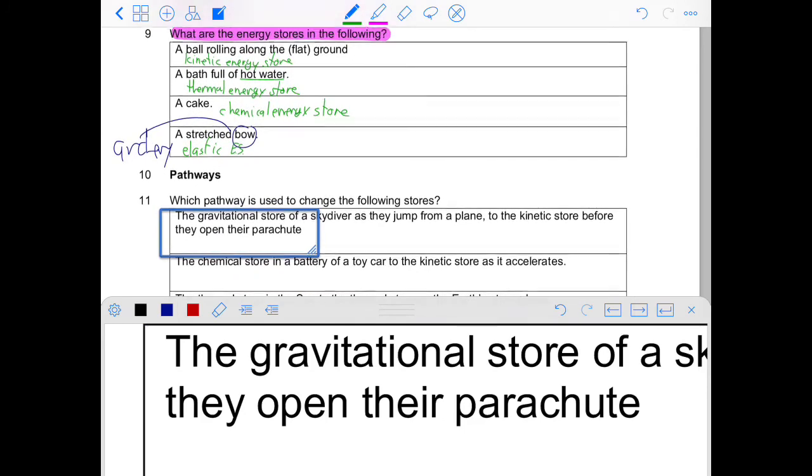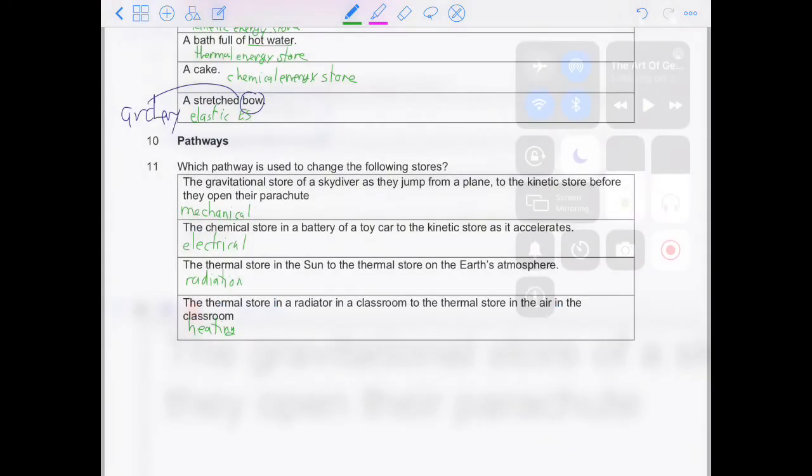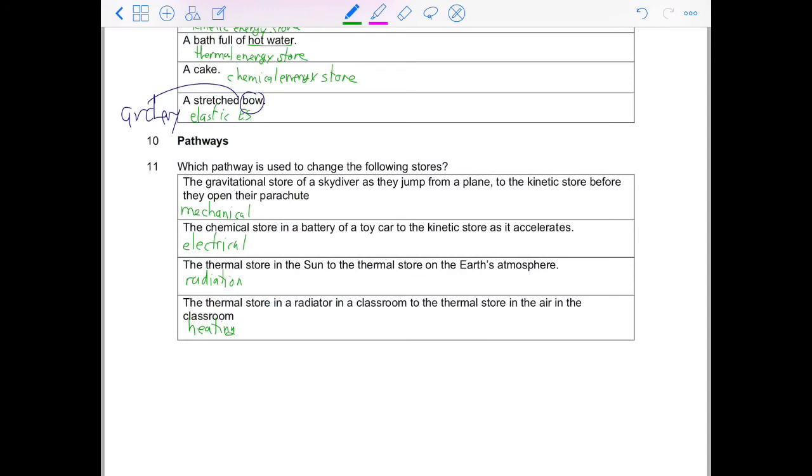All right, so double check those and then make sure you have your pathways done as well. So here we have the 4 pathways. So as they jump from the plane, we're touching, we're moving things as a physical force, so that's the mechanical. The chemical store from a battery to the toy car, so that goes through an electrical circuit. From the battery to movement, that's electrical. Radiation, because it's going through space. And the thermal store, so we're dealing with heat. So it's from a thermal store to a thermal store, it's simply heating.